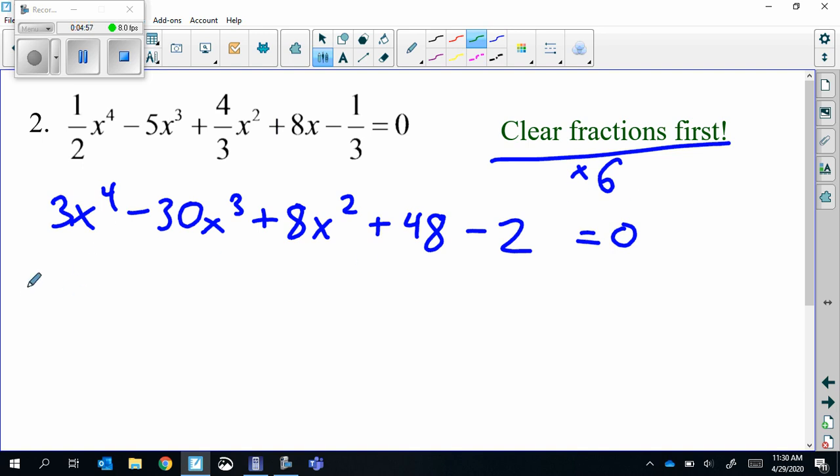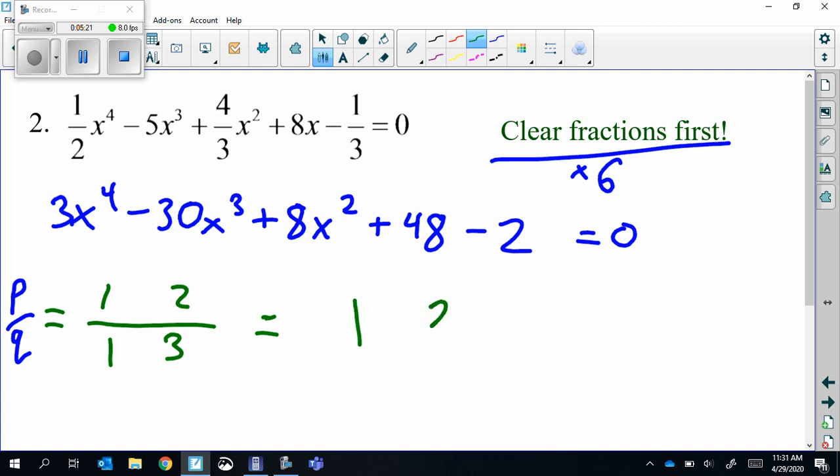Now we will do the P over Q thing. So we take factors of the back, 2, so those factors are 1 and 2, over factors of the front, which is 3. 1 and 3 are the only factors. And now we take those possibilities and list them out. 1 over 1, 2 over 1, 1 over 3, and 2 over 3.